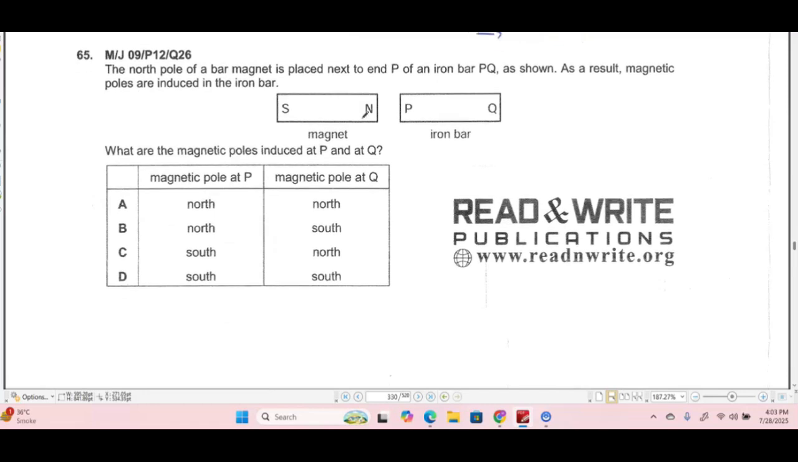Question number 65. The north pole of a bar magnet is placed next to end P of the iron bar PQ as shown. As a result, magnetic poles are induced on the iron bar. What are the magnetic poles induced at P and Q? This obviously is going to be attracted towards the north pole, so over here south is going to be induced and over here north is going to be induced. So the magnetic pole at P would be south and at Q would be north. So C is our correct option.